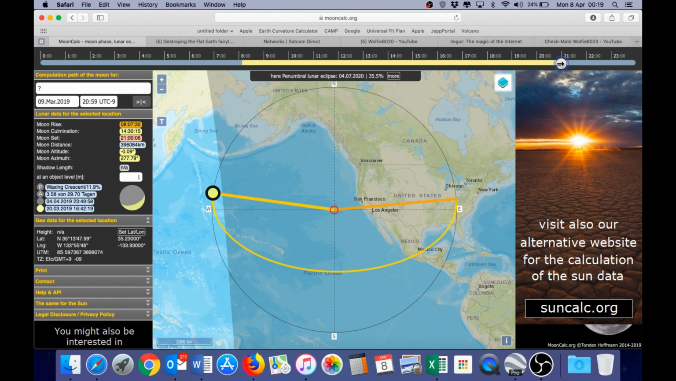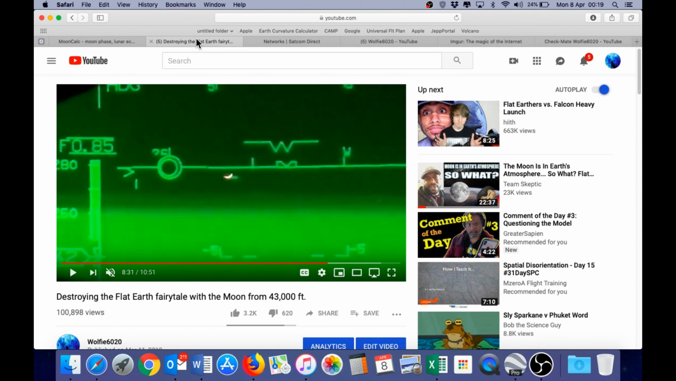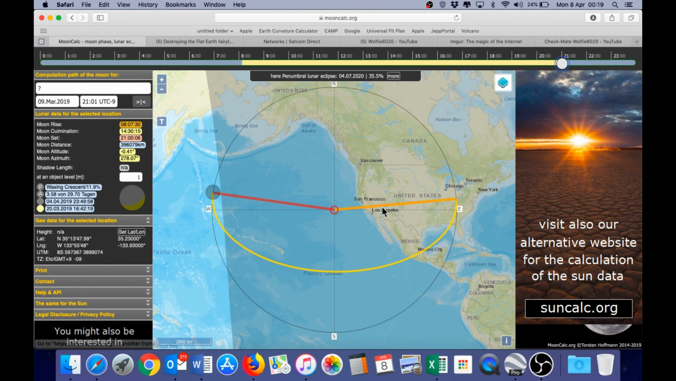Let's see what happens a minute or two later. So 1 minute later, right on the hour, the moon's altitude is minus 0.25 degrees. That's exactly what we see here. Another minute later, the moon has set. Now remember, this is showing what would happen at sea level. The moon would disappear because it has set.